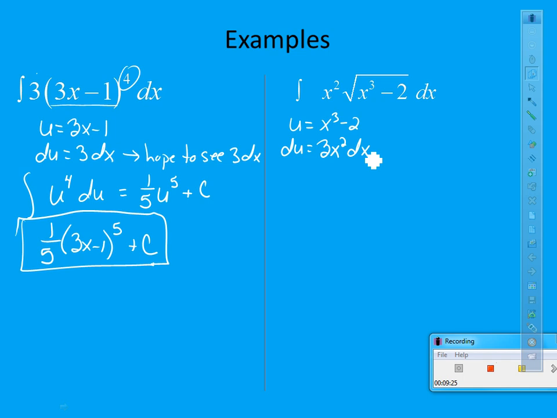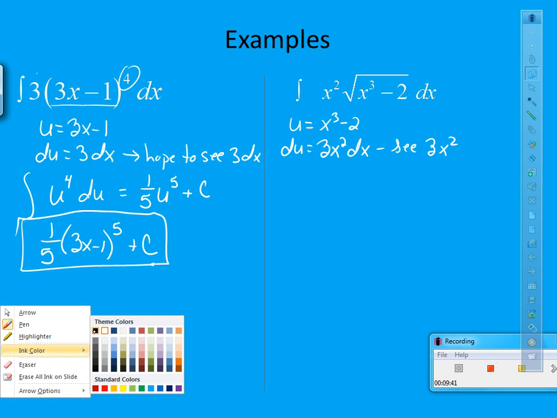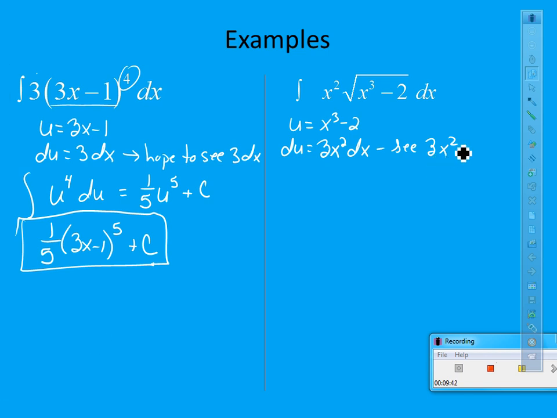Here's what I'm hoping to see. Keep up with this part because it's the first one. I'm hoping to see a 3x squared, but I don't this time. All I see is an x squared dx. Here's how I need to do that. Since I need to see a 3x squared, I'm going to put a 3 with that sucker.